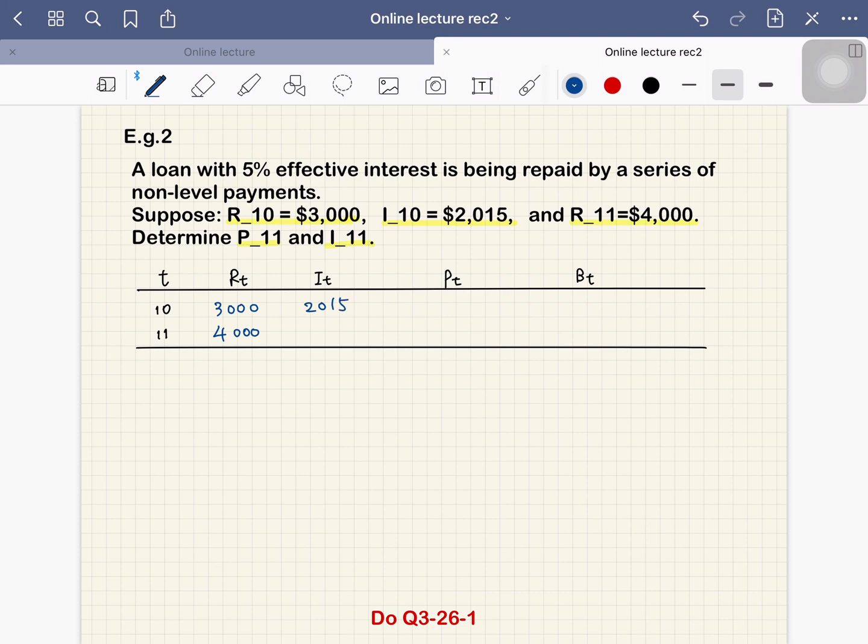At first, P10 is obtained by total minus interest repaid. To be exact, P10 is equal to R10 minus I10, so this is 985. And now we want to calculate P11 and I11. Usually to calculate I11, we need the balance at time 10, but actually we have a trick here.